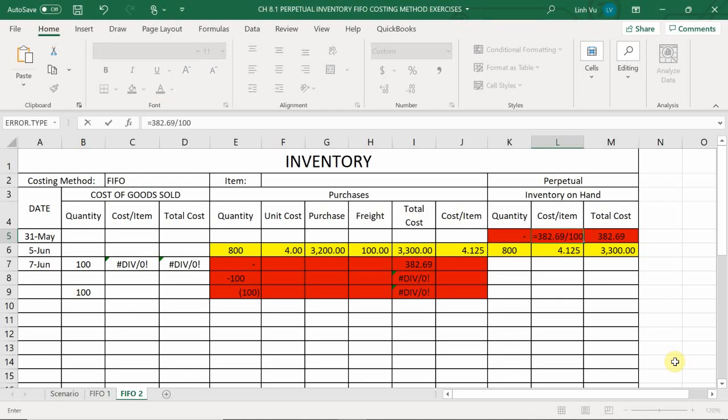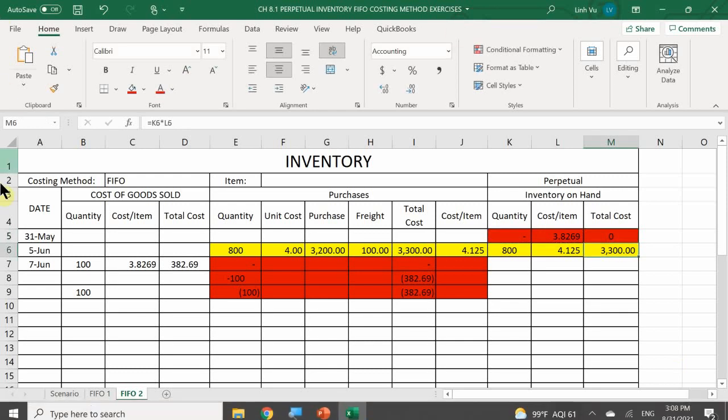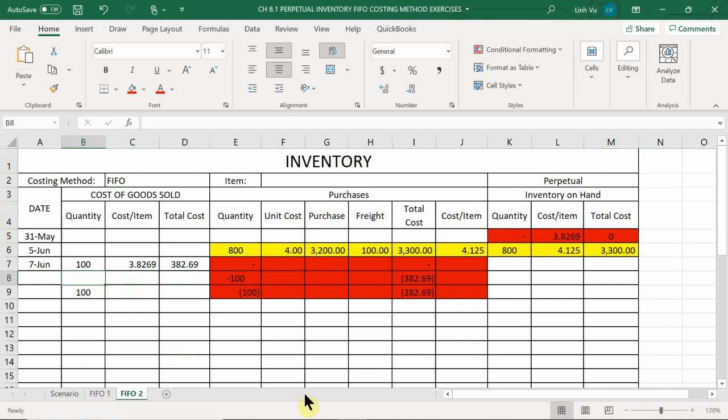38269 divided by 100. There you go. So then that becomes 0. Or in this case, it's supposed to be like this. 0. All right. And now that we eliminated my red, I have yellow.